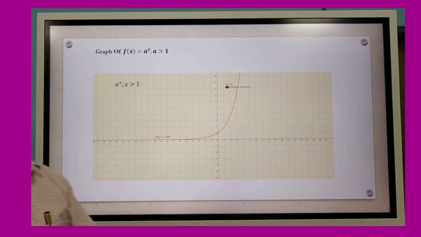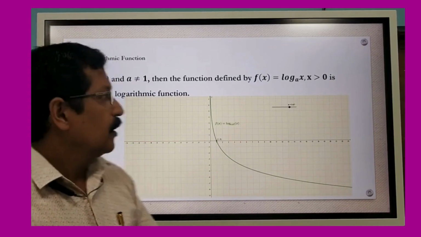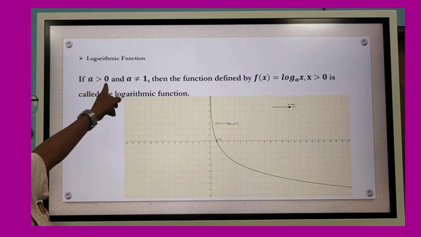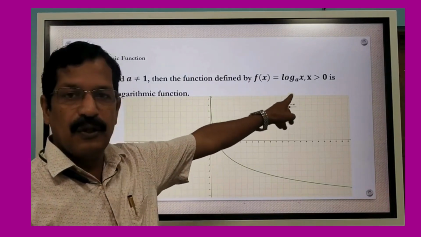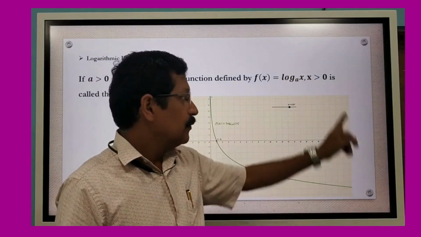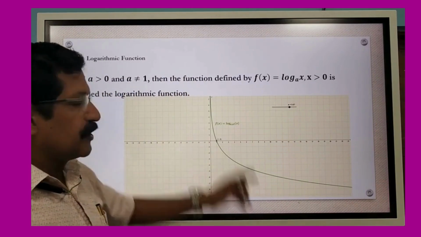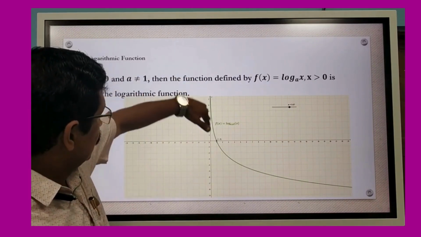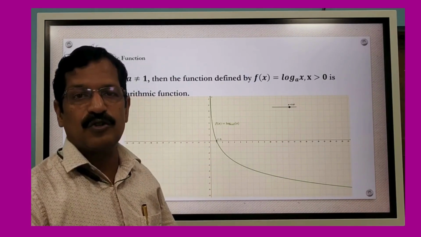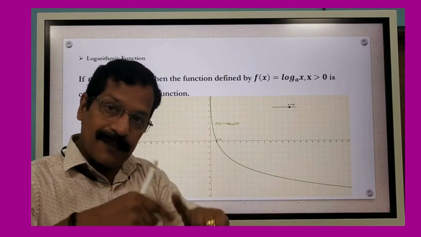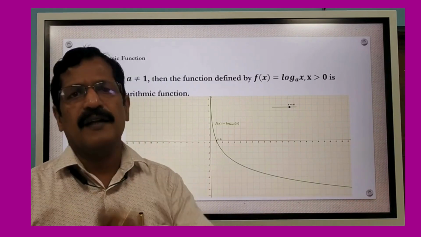So these are for the exponential functions. Now logarithmic function. If a is greater than 0 and a is not equal to 1, then the function defined by f of x is equal to log x to the base a, where x is greater than 0, x is positive only, is called the logarithmic function. And this is the graph of the logarithmic function. The logarithmic function graph passes through the point 1, 0. Exponential function graph passes through the point 0, 1. We have studied everything in class 11.